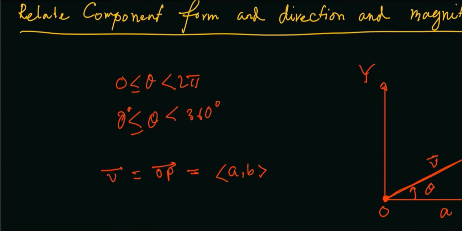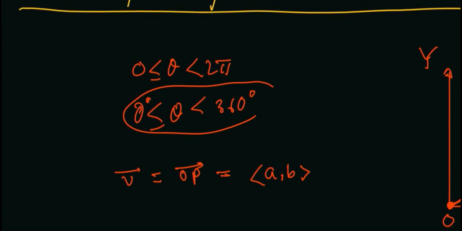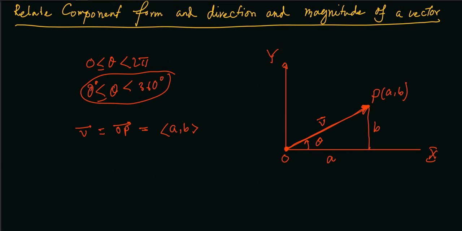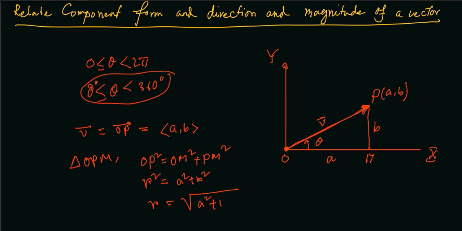So the angle here will be between these ranges. If we consider a right angle triangle, let's say this point is M. So in triangle OPM, we can apply the Pythagorean theorem. In this case, OP squared equals OM squared plus PM squared. So let's say OP equals R, then R squared equals a squared plus b squared. So R equals the positive square root of a squared plus b squared.